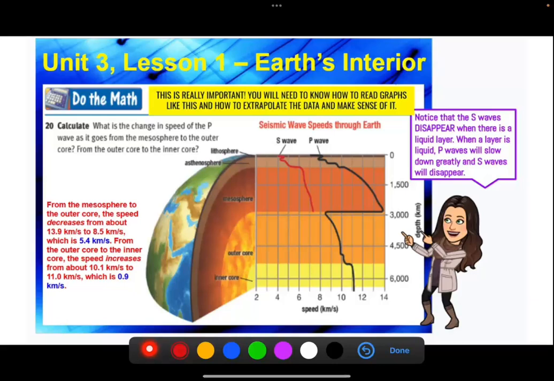Now, this is really important. You're going to need to know this. When you see the S waves, notice how they stop completely when they get to the outer core. And the P waves get to 2,900 kilometers deep, and then they stop and slow way down. And then they slowly go through the outer core. Then they speed up a little bit and go through the inner core.